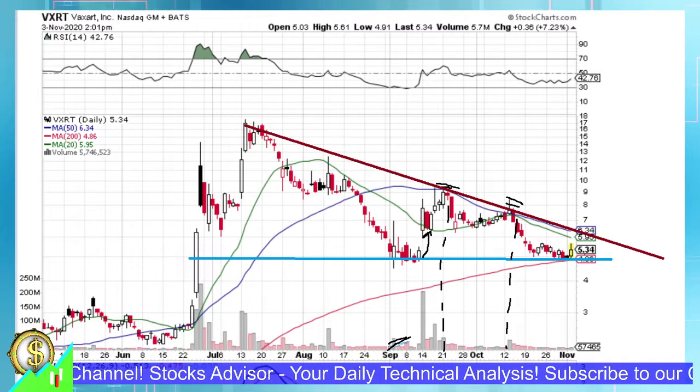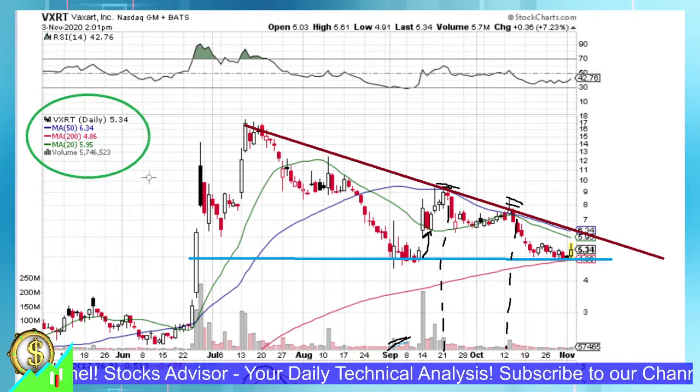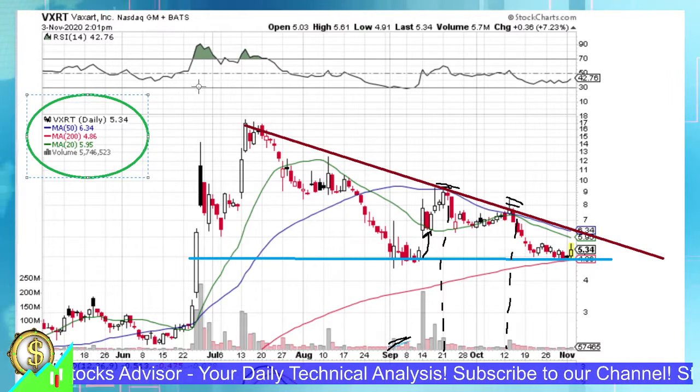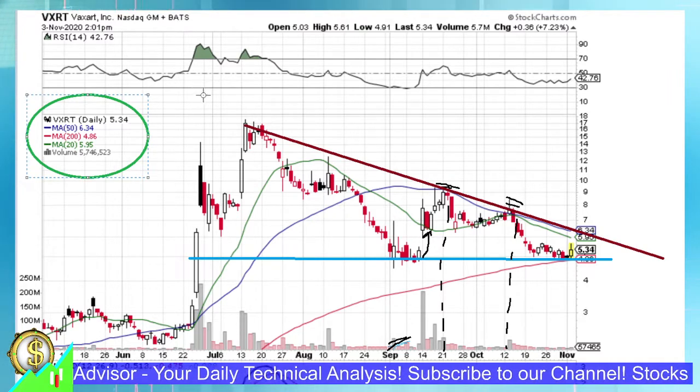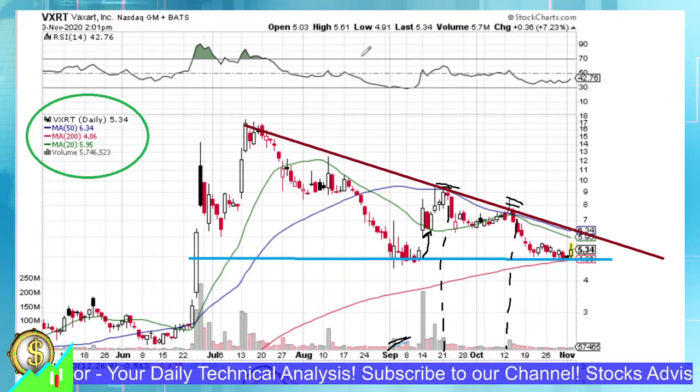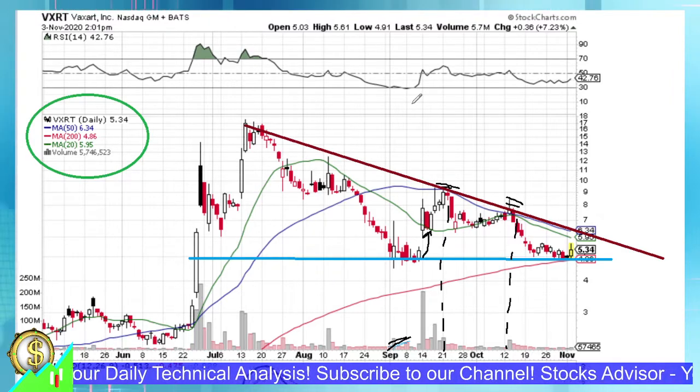So by the way, here we have 3 moving averages depicted. On the left you see it's moving average 20, 50 and 200, being blue, green, blue and red lines correspondingly. So now the question is, what's actually the future for this stock?